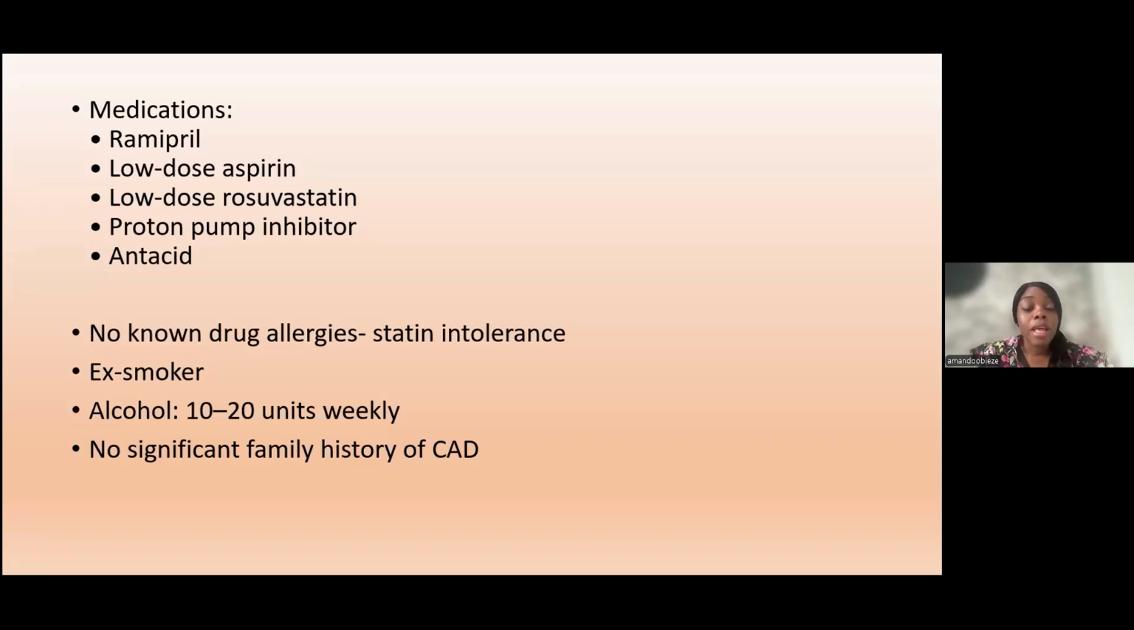He was on typical medications for patients with heart disease: ramipril, aspirin, rosuvastatin, a PPI, and an antacid. He had no drug allergies, but had a statin intolerance. He was an ex-smoker. He drank 10 to 20 units of alcohol, and he had no significant family history of coronary artery disease. Next, please.